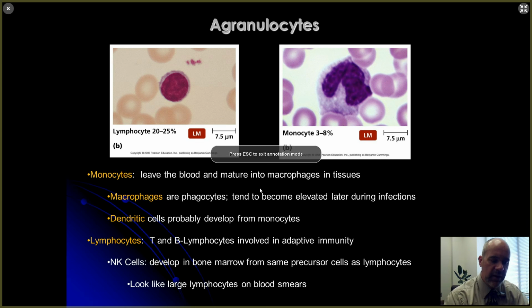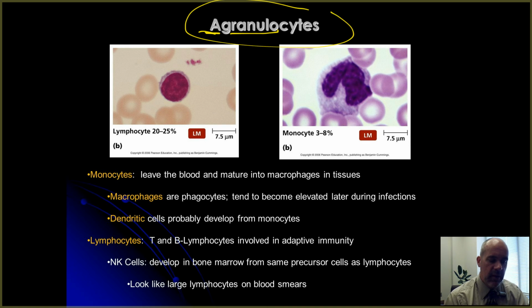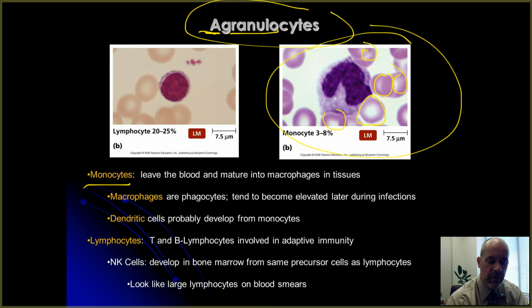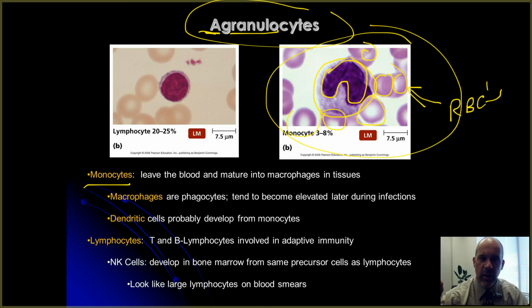All right, your agranulocytes, this means without granules. These include your monocytes, which if you look at those under the microscope, all these pinkish cells you see that are smaller, those are red blood cells. And then the larger one, like here, that's a monocyte. It has a kidney bean shaped nucleus, and you don't see the big granules in the cytoplasm surrounding the nucleus.